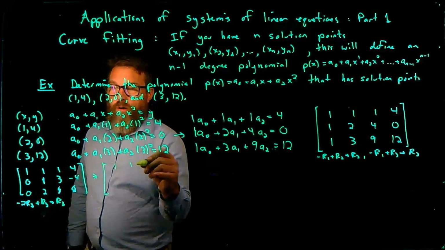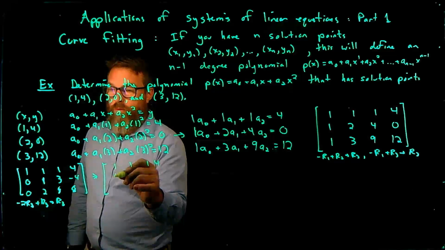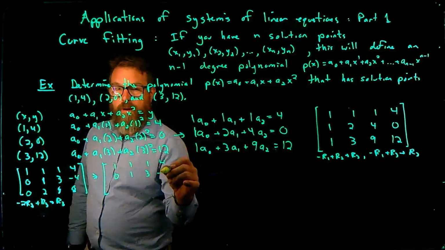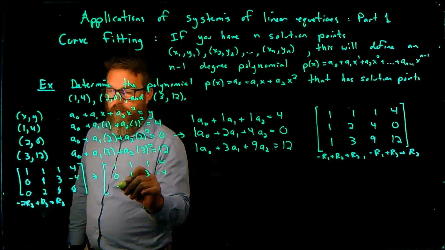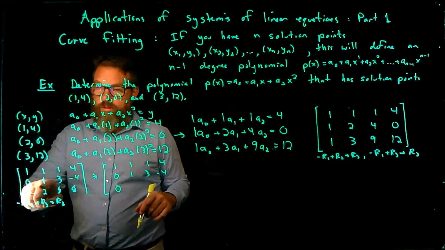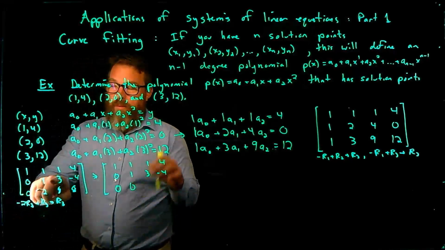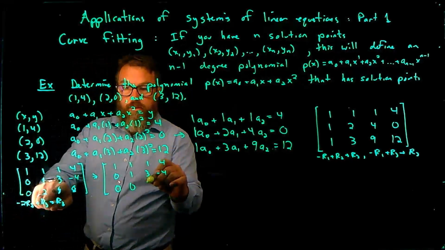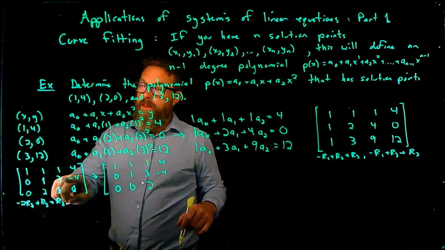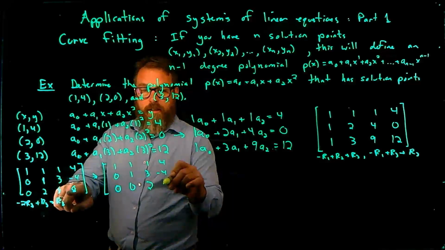A 1, 1, 1, 4, 0, 1, 3, minus 4, and this is going to be 0. Minus 2 times this plus this is also 0. Minus 2 times 3 is minus 6 plus 8 is 2. Minus 2 times 4 is going to be minus 8 plus 8 is 16. Perfect.